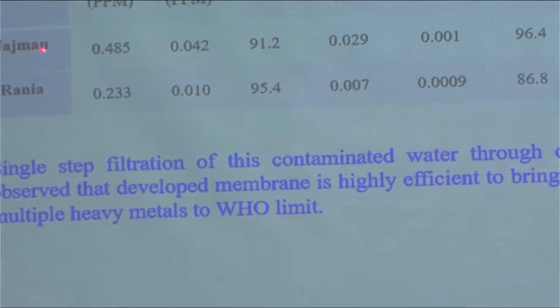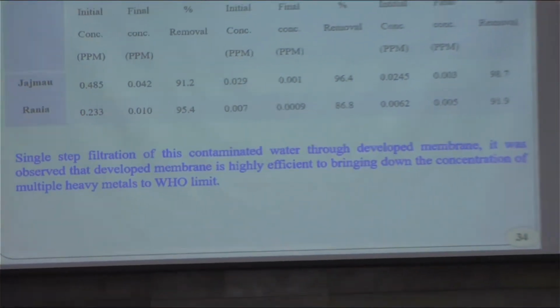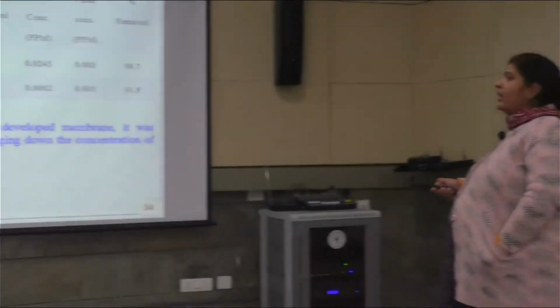This membrane is applicable for the treatment of groundwater contaminated with hazardous heavy metals. For this, I used water from the industrial areas of Kanpur, Jajmau and Rania, and the study concluded a single step filtration of this contaminated water through the developed membrane. It was observed that the developed membrane is highly efficient in bringing down the concentration of multiple heavy metals to the WHO limit.